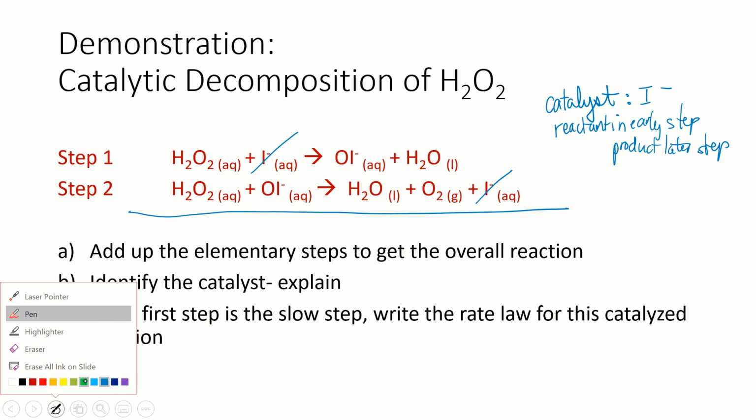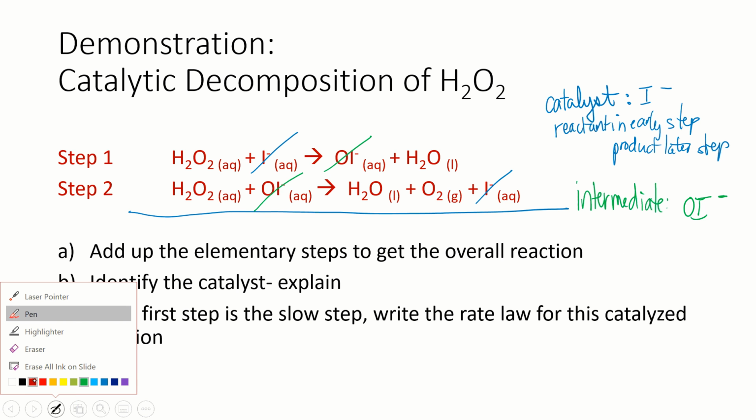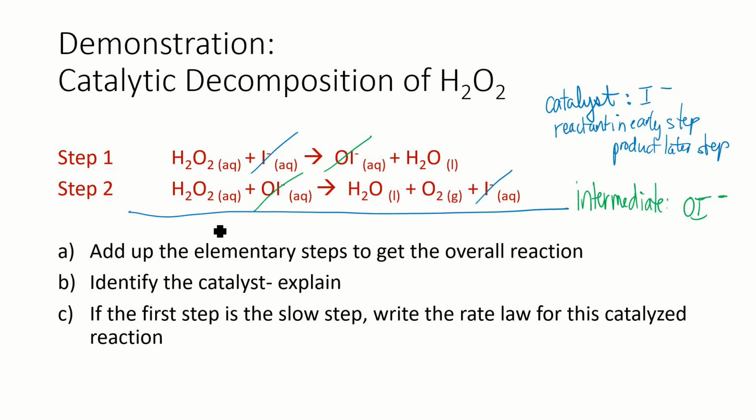And this reaction also has an example of an intermediate in it. The intermediate in this case would be the OI minus ion. An intermediate gets canceled out of the reaction, but the difference is that an intermediate is something that is formed in an early step and then used up in a subsequent step. Your catalyst is added in an early step and then regenerated at the end. So that's your example of a catalyst versus an intermediate. And then if we add these up, we'll notice that on the left we have two hydrogen peroxides.